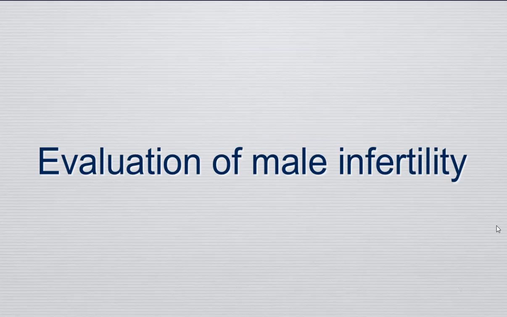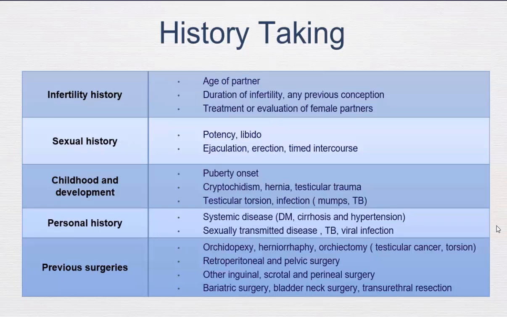So how do we approach this group of patients? History taking is very important. When we talk about infertility history, we must know the age of the partner, the duration of infertility, whether they had any previous conception, whether they went for any evaluation, or the previous treatment that they had. Sexual history: what about the history of maintaining erection, ejaculation, and the frequency of sexual intercourse.